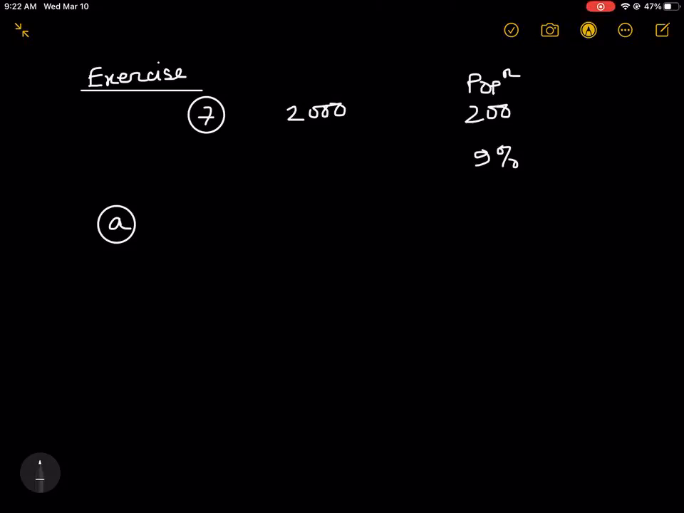Who wants to start? Real quick, what page is exercise 7 on? Okay, so exercise 7 is, let me check the page number real quick. It should be 193, I believe. Yeah, 193. So it's on page 193.